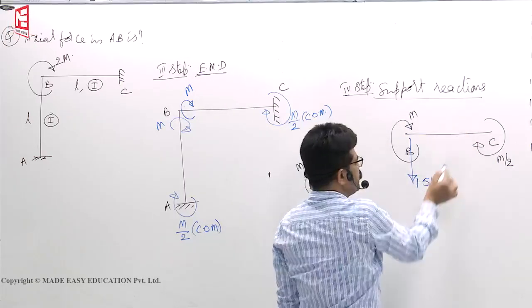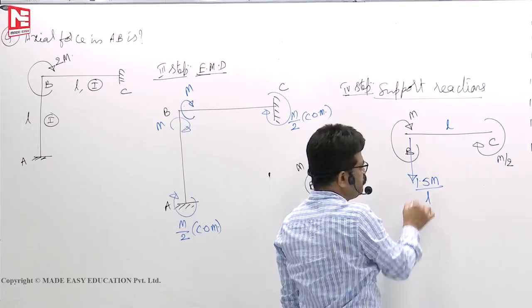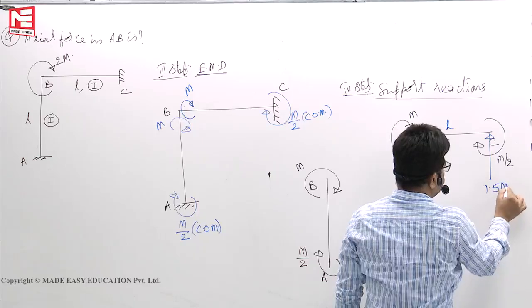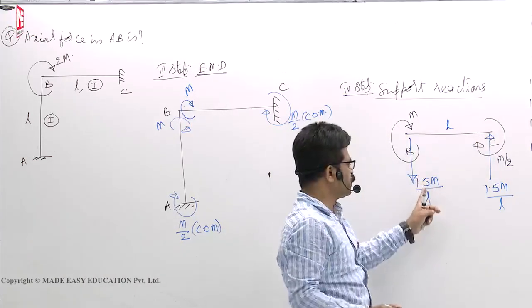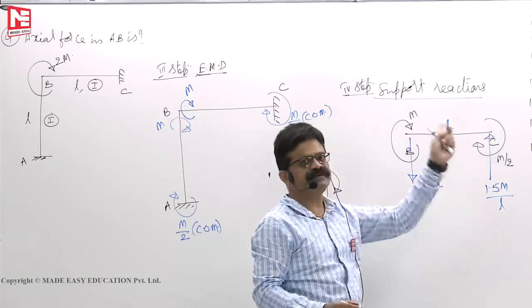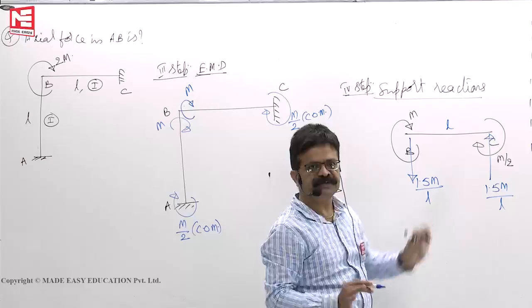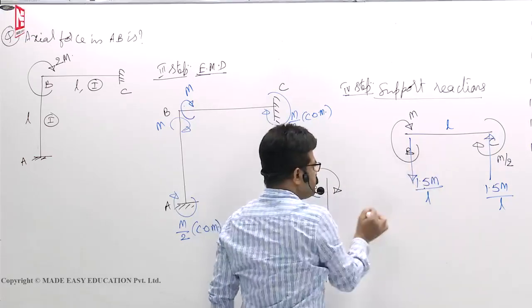Both of them are clockwise. M by span is L. So 1.5 M by L down. Here, 1.5 M by L up. Now you see anti-clockwise couple is 1.5 M by L into L. 1.5 M anti-clockwise, clockwise 1.5 M. Completely in equilibrium. Now who will give this 1.5 M by L to this member?